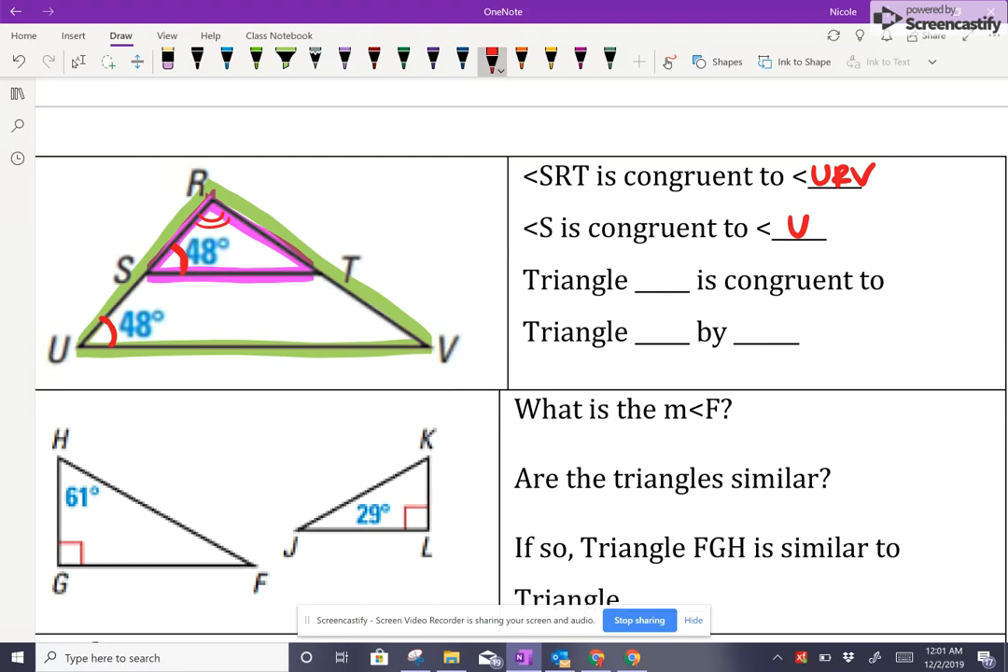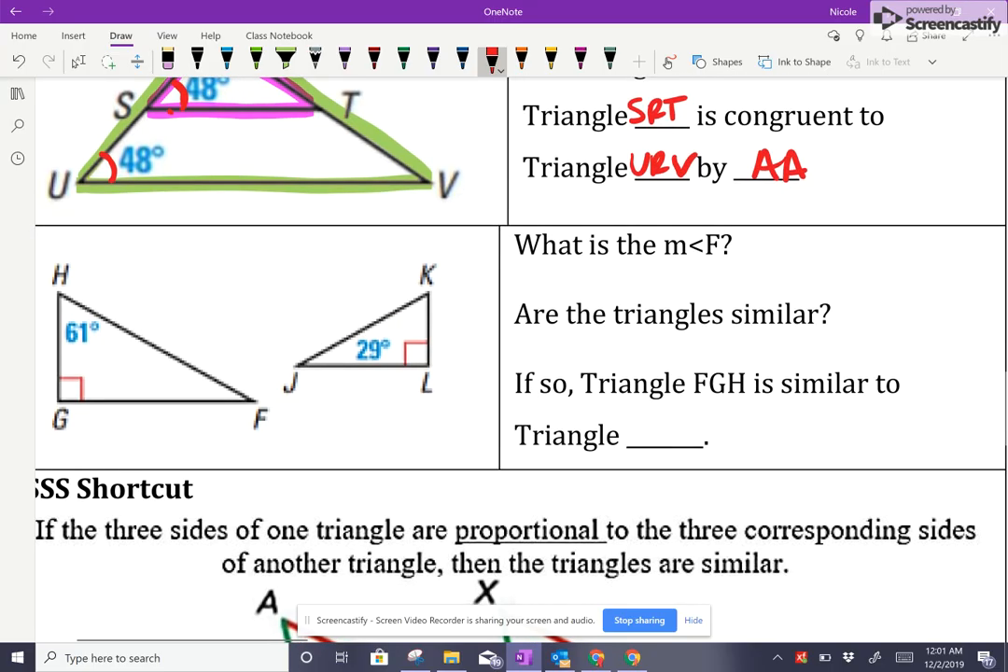So we can say triangle SRT is similar to triangle URV by angle-angle. Okay? So remember, if two triangles share an angle, that angle is going to be congruent to itself. So even though it's a part of two separate triangles, it's still congruent to itself. So triangle SRT is similar to URV. R is in the middle of both of those, which is the angle we're talking about here.